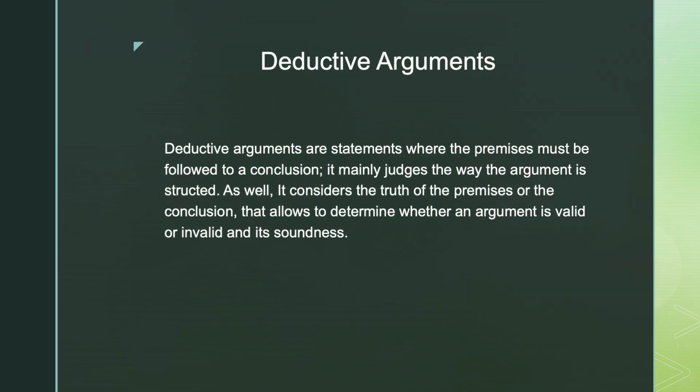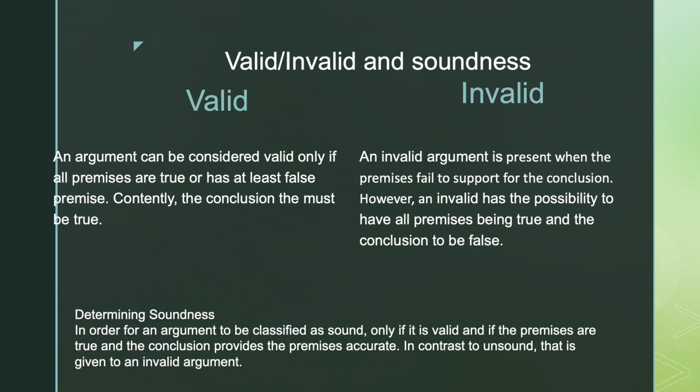Deductive arguments evaluate whether an argument is properly structured or not. They are categorized into invalid or valid arguments, as well as their soundness. A valid argument is a set of premises that prove a conclusion; even if at least one premise could be false, the conclusion must be true. On the other hand, invalid arguments fail to prove the conclusion with the premises.